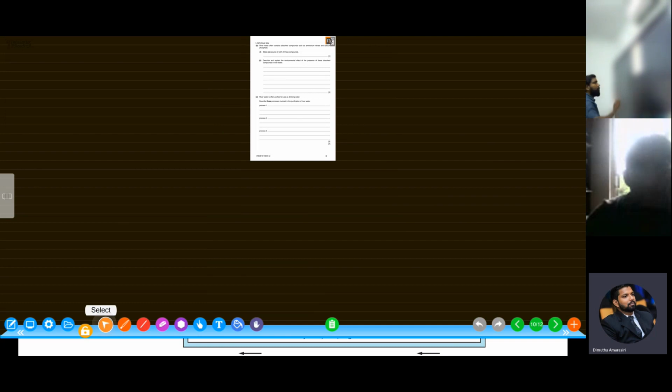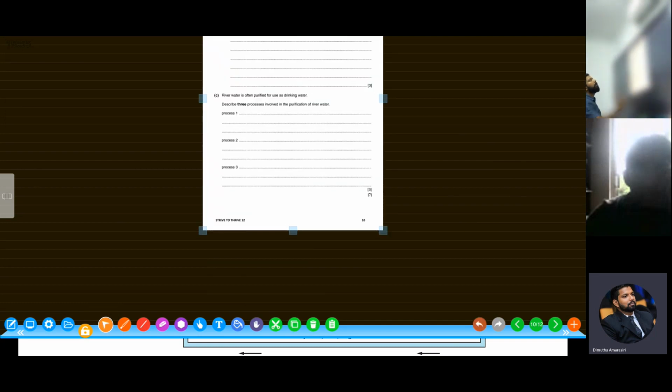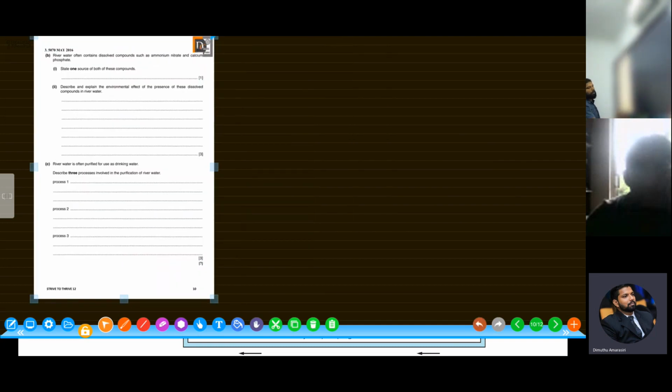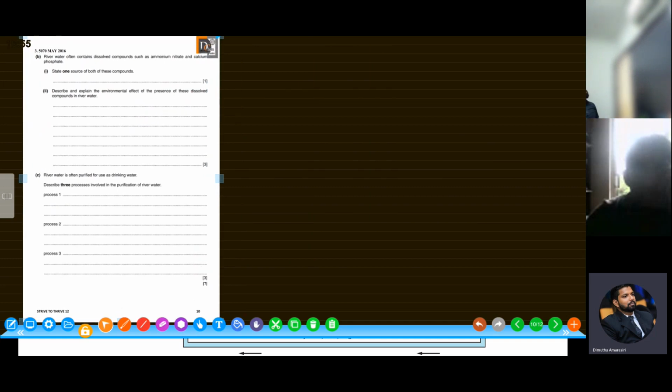Next one. State one source of both of these compounds: ammonium nitrate, calcium phosphate. One source of both these compounds. One source. Don't write detergent.